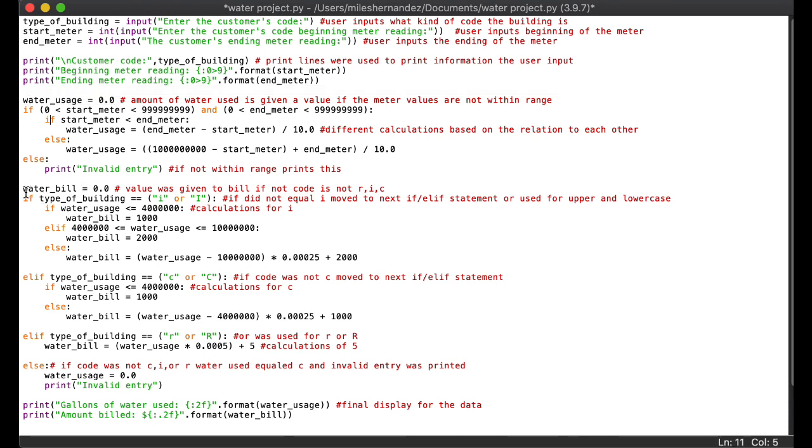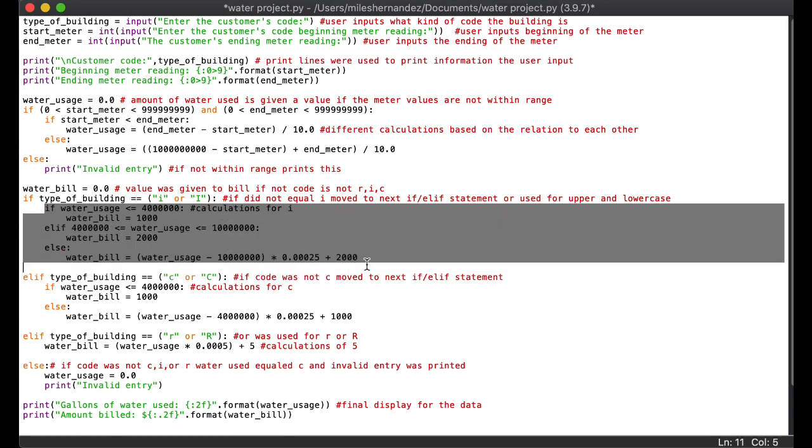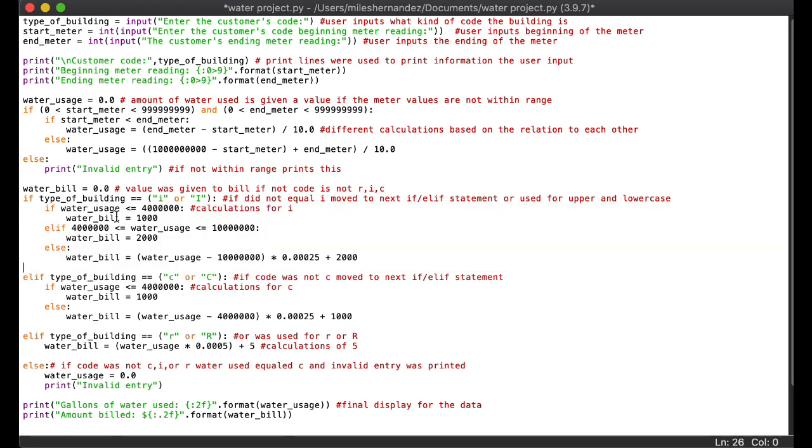And after that, we gave the water bill a value of 0 if the user input a letter that wasn't an I, a C, or an R. And if they did input an I, it would run through these calculations right here based on whether it was less than 4 million, in between 4 million and 10 million, or over 10 million. And then we did the same for the commercial type building.